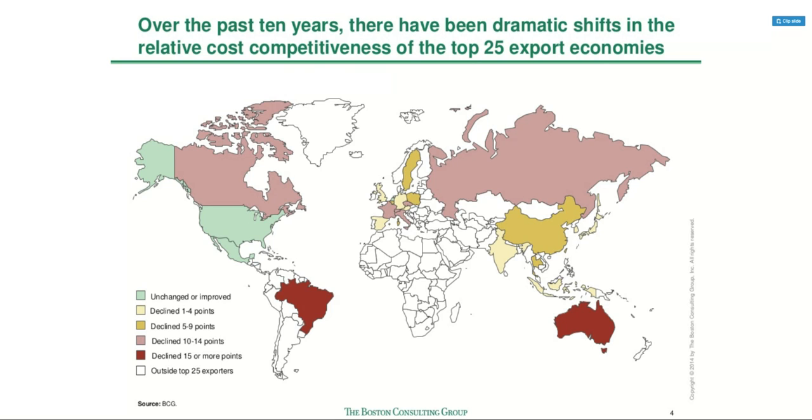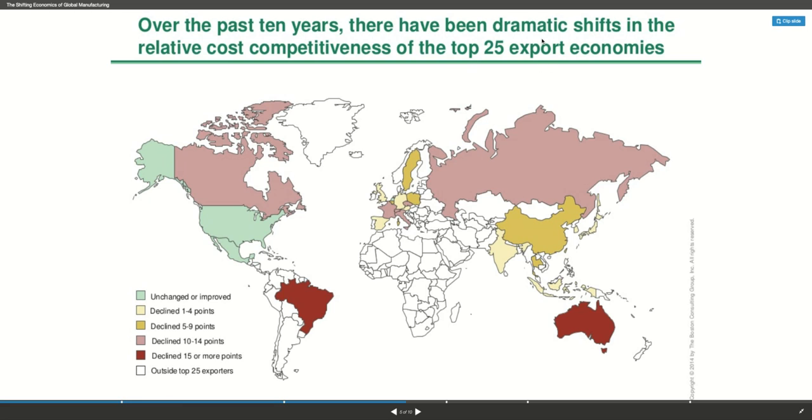Over the past 10 years, there have been dramatic shifts in the relative cost competitiveness of the top 25 export economies. So again, we don't have to look at the chart to know from the title of the chart what we're supposed to get out of it. I just want you to note, we're talking about dramatic shifts in relative cost competitiveness. So you're expecting some to go way up and some to go way down.